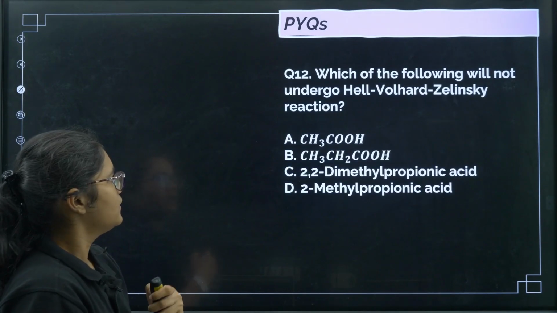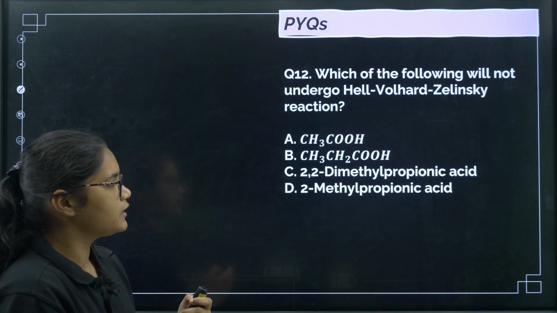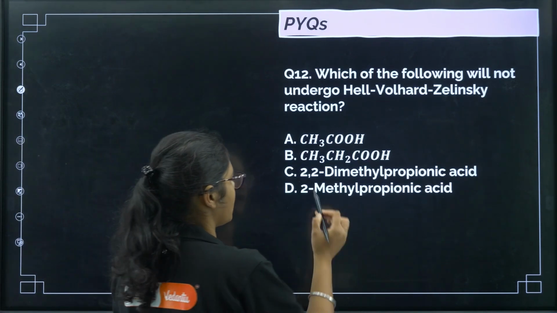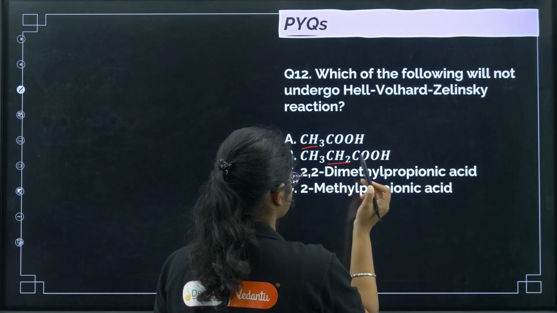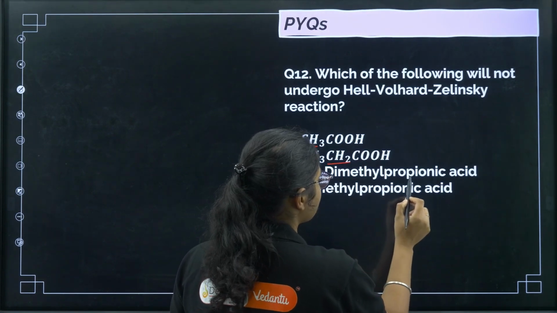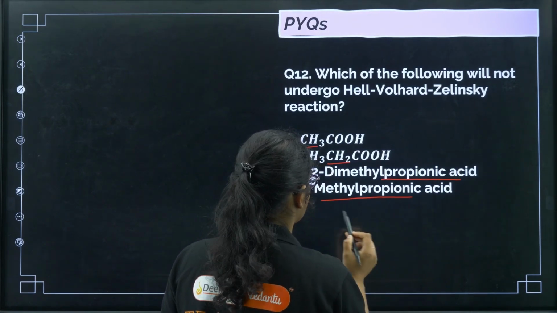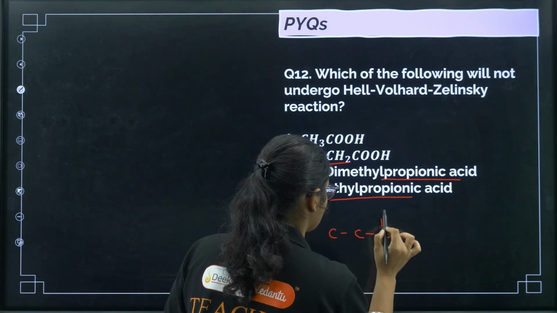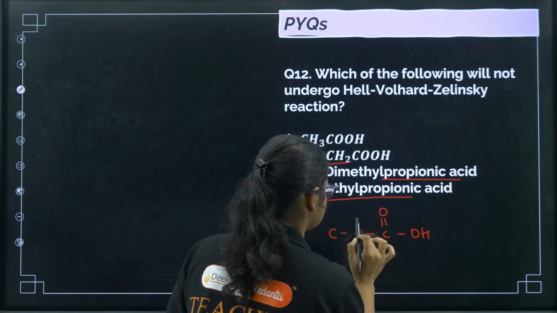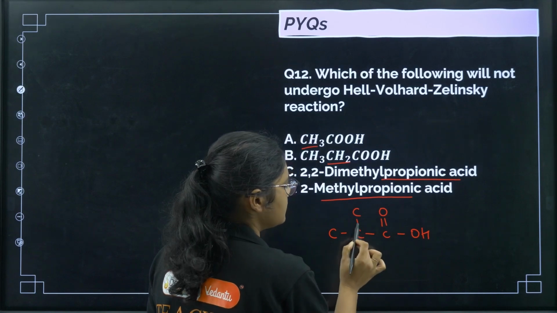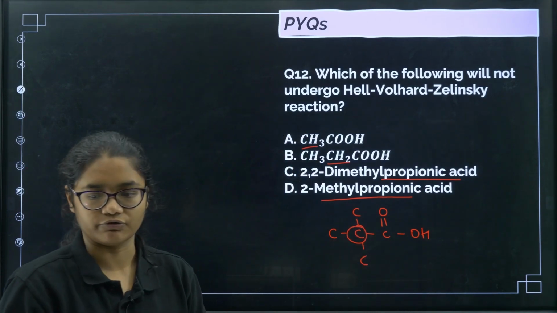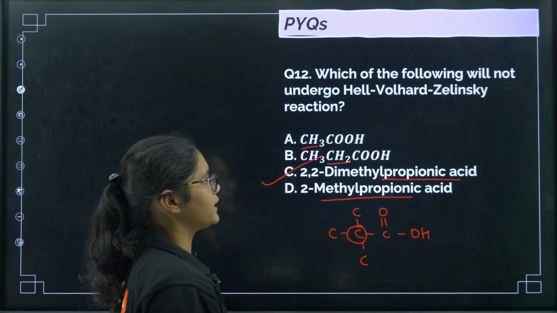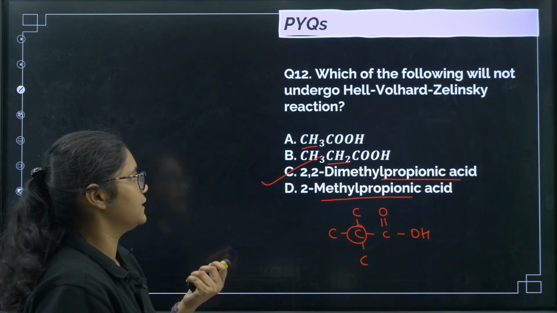Next, which of the following will not undergo HVZ reaction? For HVZ reaction, what is the condition? We need alpha hydrogen. So here it is there, this will undergo, this will also undergo. 2,2-dimethyl propionic acid, 2-methyl propionic acid. So the structure of C, if I draw propionic acid, and here we have 2,2-dimethyl. Here you see there is no alpha hydrogen. If there is no alpha hydrogen, then there will be no HVZ reaction. So the correct answer is option C here.